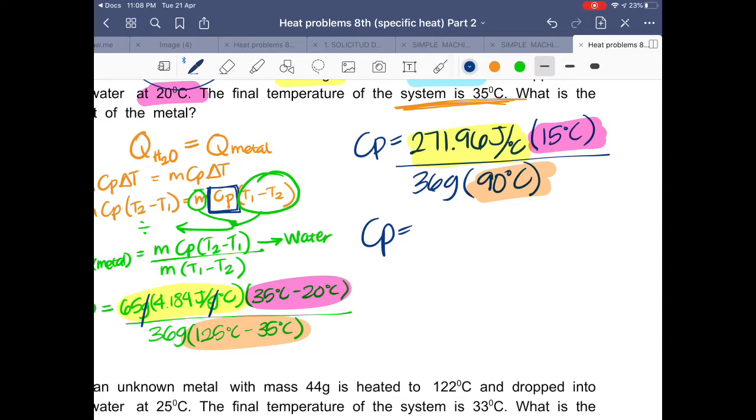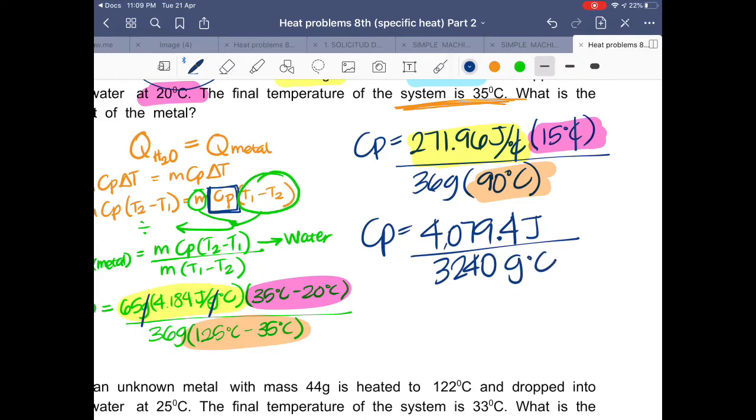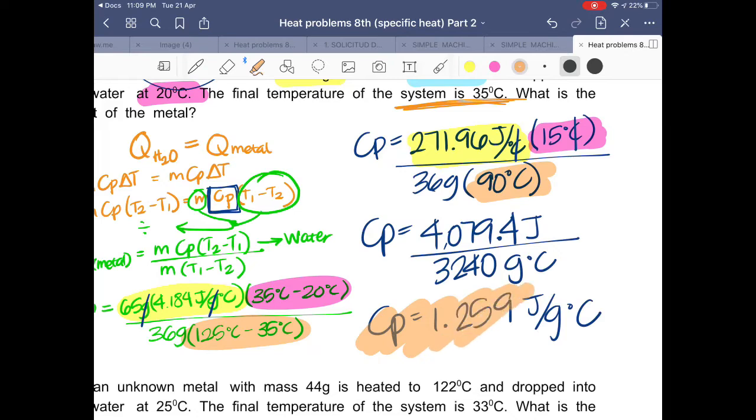271.96 times 15, 4079.4. You cancel degrees Celsius with degrees Celsius and you have joules, over 36 times 90, 3240 grams times degrees Celsius. So your specific heat is 1.259 joules over grams per degree Celsius. And this is your answer.